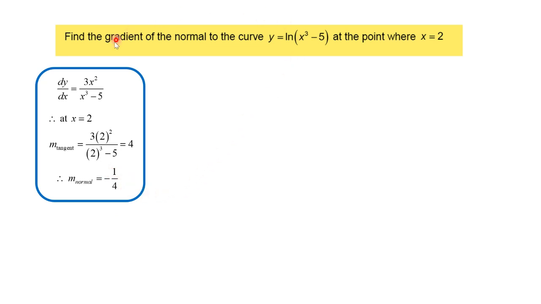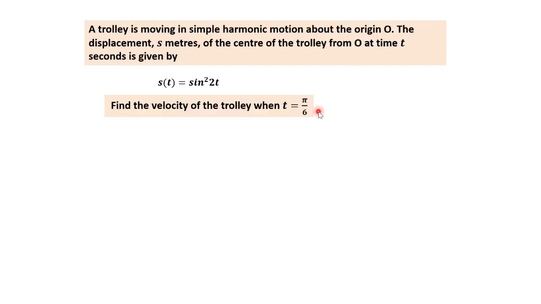Okay, if I'd asked you to find the equation of the normal, I then remember to get the equation of any line, you need a gradient and you need a point. I've got my gradient, I've got half a point. So how would I get my other point? I would then substitute 2 into my y and have my point. Okay. All right, let's have a look at some other application questions using derivatives.